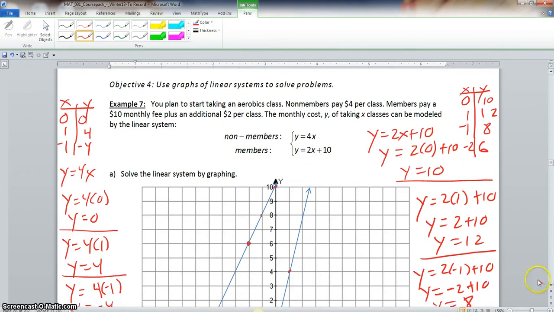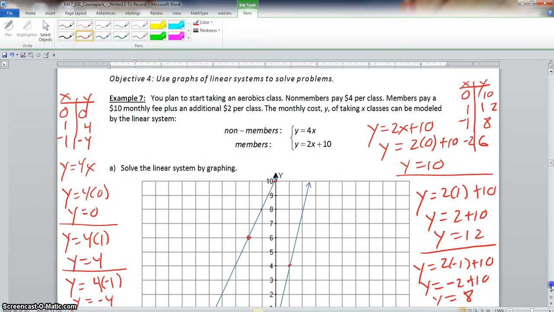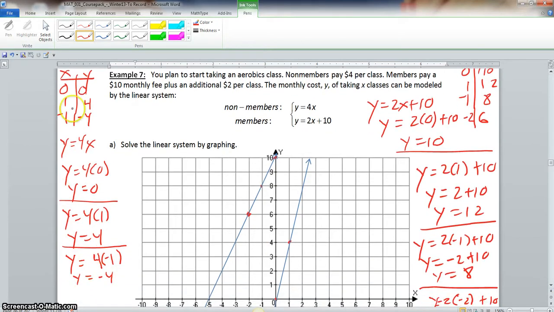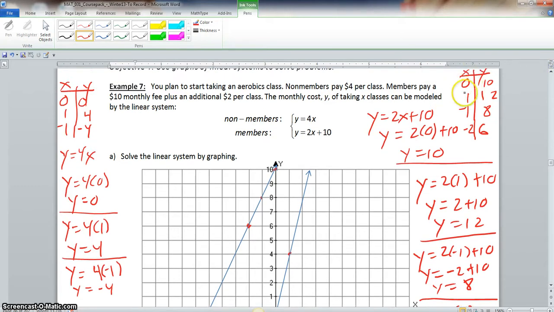Now what I did here, I used 0, 1, and negative 1 for the Y equals 4X. When X is 0, Y is 0. When X is 1, Y is positive 4. When x is negative 1, y is negative 4, which is shown here. Now we go over here. We have our x and y chart. And then we substitute in 0 for x. And then when x is 0, y is 10. When x is 1, y is 12. When x is negative 1, y is 8.